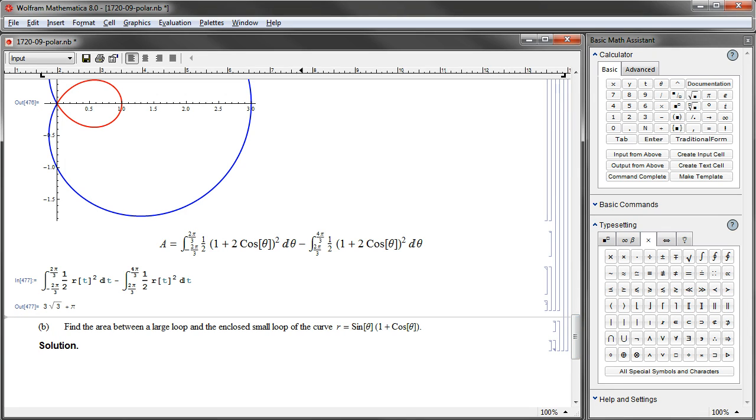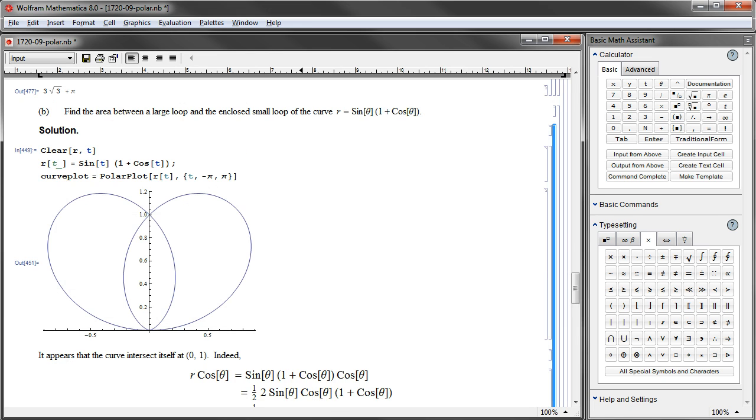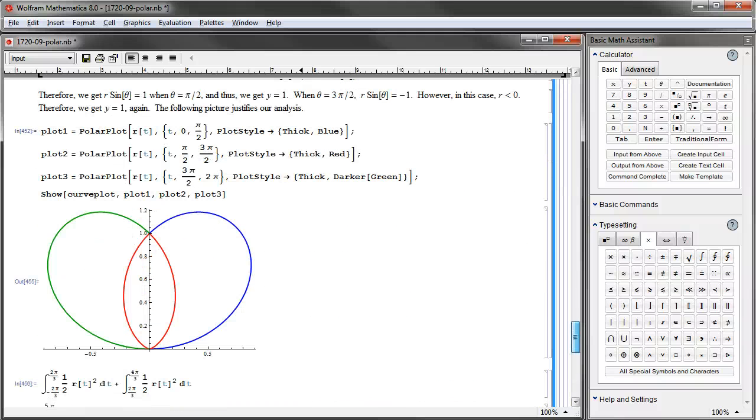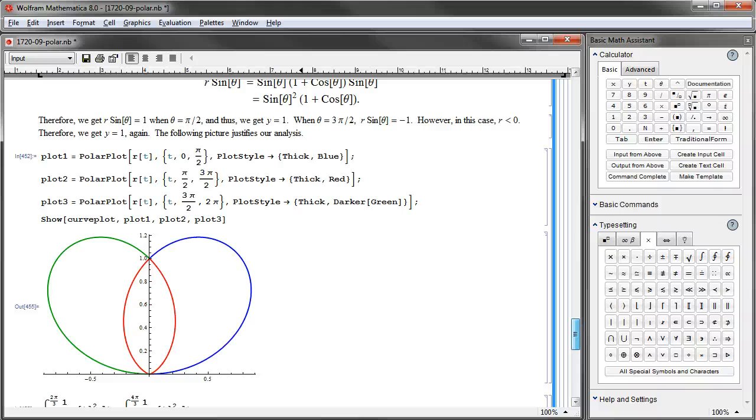This one is a little bit harder problem. Find the area between the large loop and the enclosed small loop of the curve. A little bit more complicated curve, so it's a little bit more complicated. The curve looks like this. So for the area between the large loop and the smaller loop, you can divide the region kind of like this: the blue part from 0 to pi over 2, the red region pi over 2 to pi over 3, and then the green region 3 pi over 2 to 2 pi.